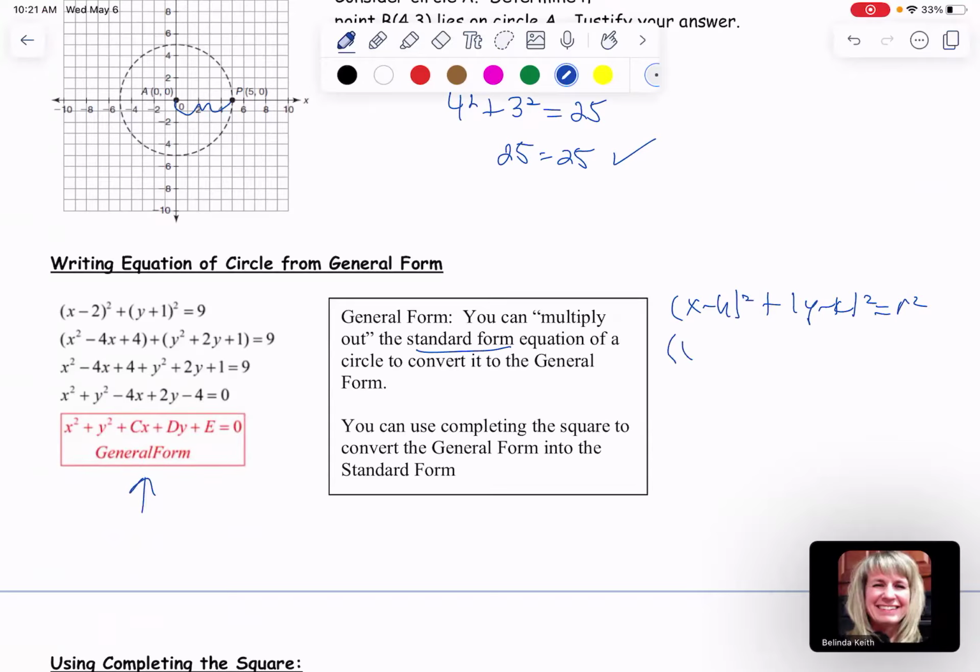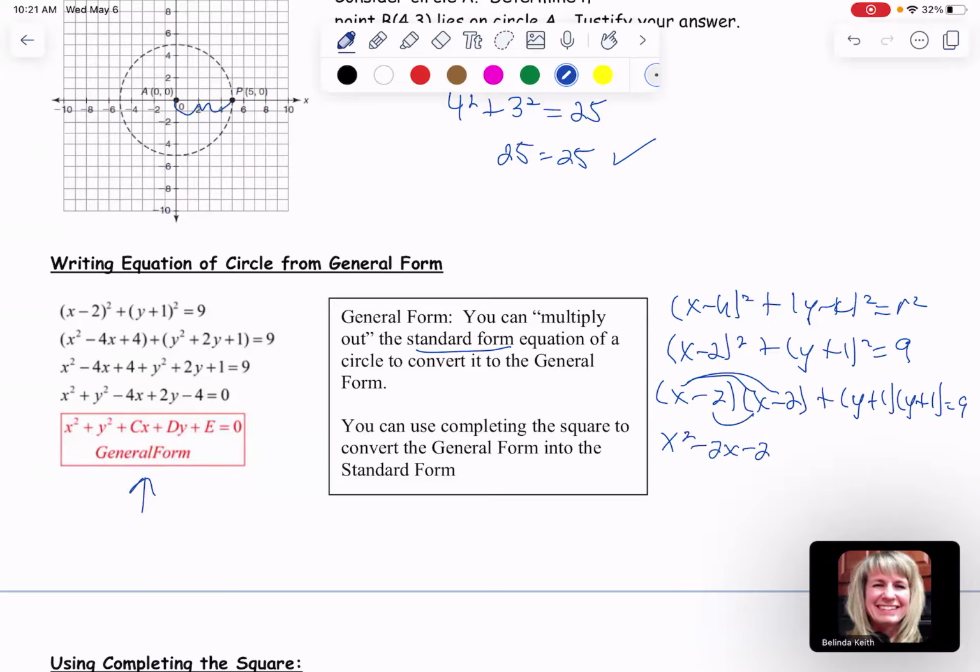So I'm going to walk you through this one example that they gave us. You remember when you're squaring a binomial, you're multiplying it by itself, so you've got to remember to FOIL that. You've got to do x times x to get x squared, x times -2, -2 times x, and -2 times -2, which is 4. And then you've got your y squared plus x plus y plus 1 equals 9.